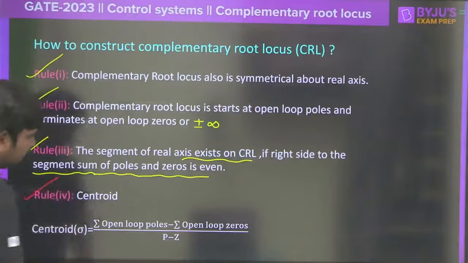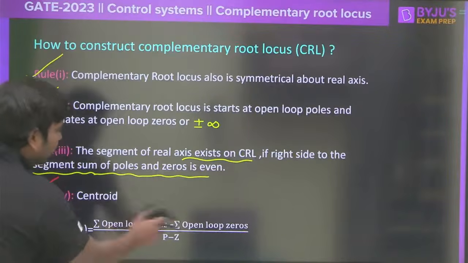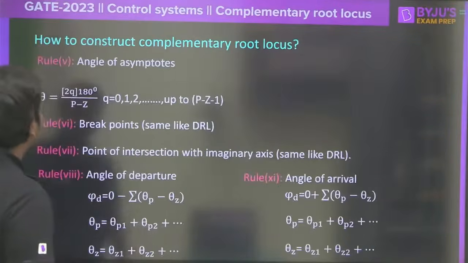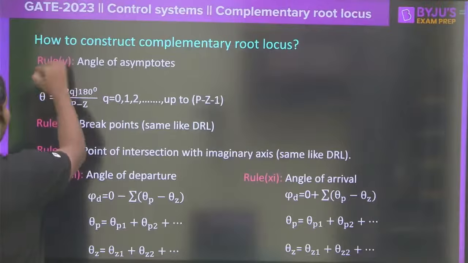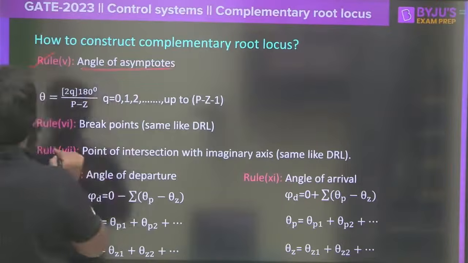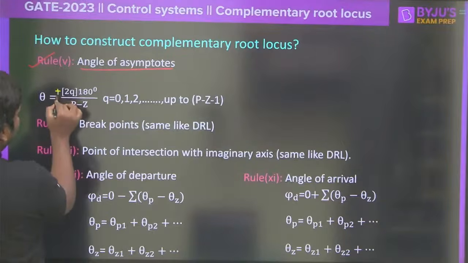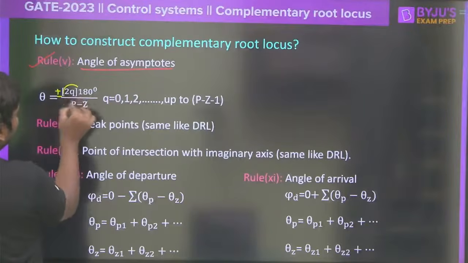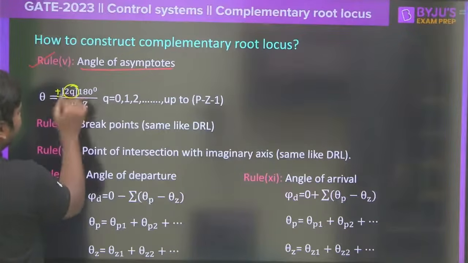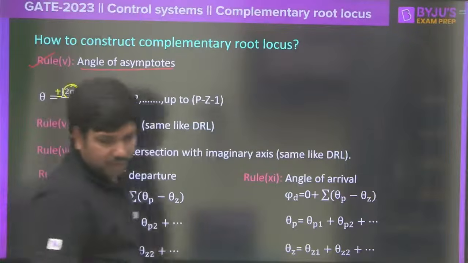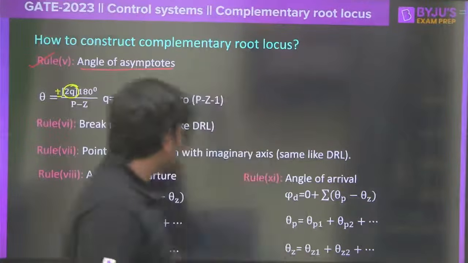And the centroid is also the same: sum of the poles minus sum of the zeros divided by number of poles minus number of zeros. That will remain the same. And rule number 5, angle of asymptotes. This is very important. If you remember, for direct root locus, we might have written this as odd multiple of plus or minus 180 divided by p minus z. But here we have used 2q, therefore it is considered as an even multiple of 180 degrees divided by p minus z. I hope it's clear to you, right?